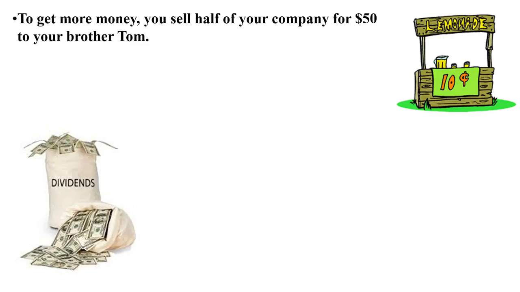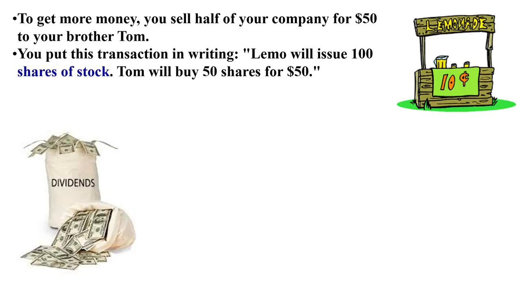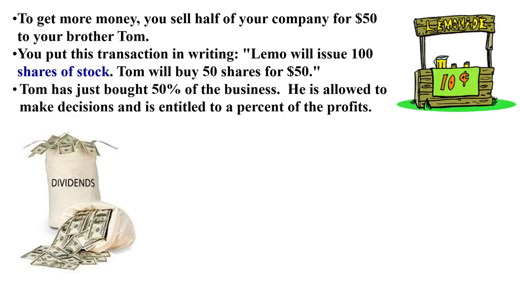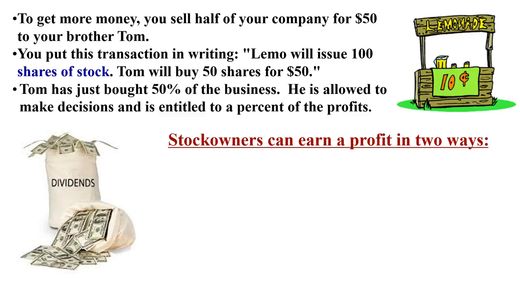So in this case, to get more money, you sell half the company to your brother Tom. You're going to say, for $50, you can have half my company. You put this in writing. Limo is going to issue 100 shares of stock. Tom will buy 50 shares for $50. So I owe half, he owes half, we're all good. So he just bought 50% of the business. He's allowed to make business decisions. He's allowed to get some profits. He's allowed to be part of this.